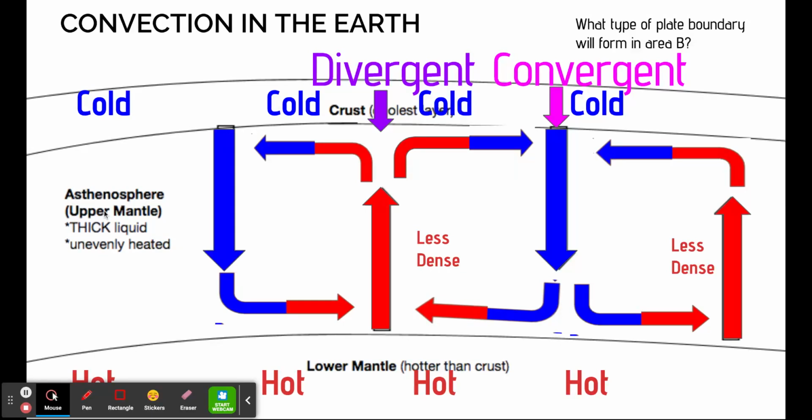Okay, so with convection, we had this hot magma rising. We were thinking about this upper mantle asthenosphere. You had this hot magma rising, and then it will move across underneath the surface of the crust, and then it'll cool down, and then it'll sink. And so you have this happening all over the world.